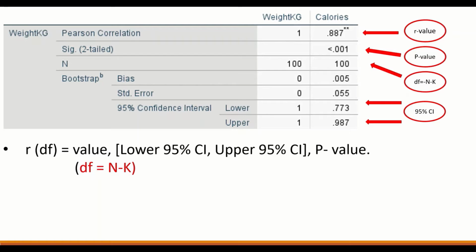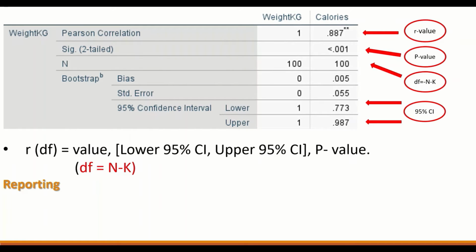And then after that, an equal sign, you put the value for R, which is 0.88, and then the lower 95% confidence interval, which is 0.77, and the upper 95% confidence interval, which is 0.98, followed by a comma, and then the p-value: p less than 0.001. How do we write this in a text format to place it in a document?